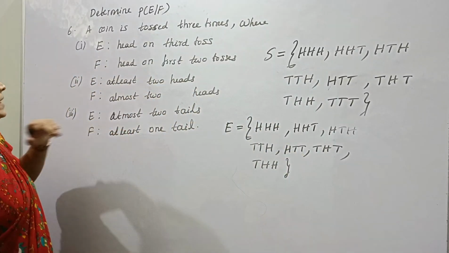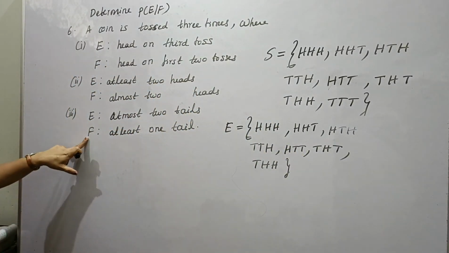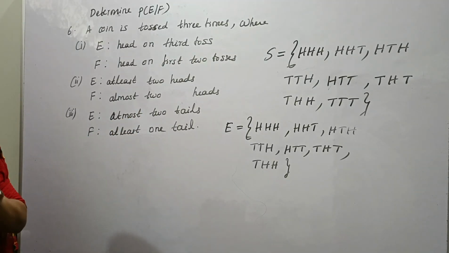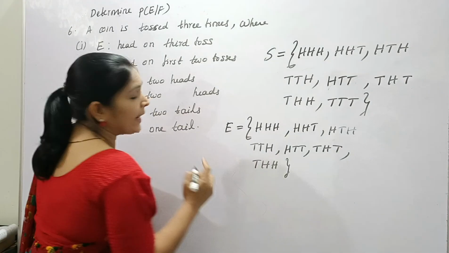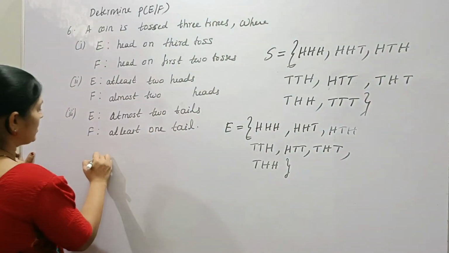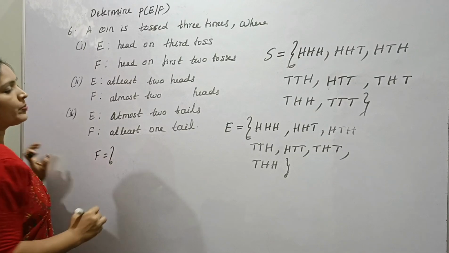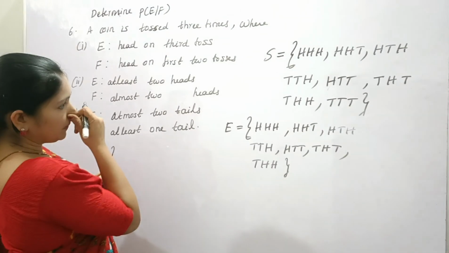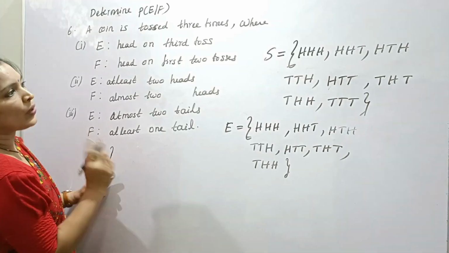Then what is the event F? Event F is at least 1 tail. Okay, at least 1 tail, so greater than or equal to 1. Okay, so F is the event. The possible outcomes of F are at least 1 tail, right?